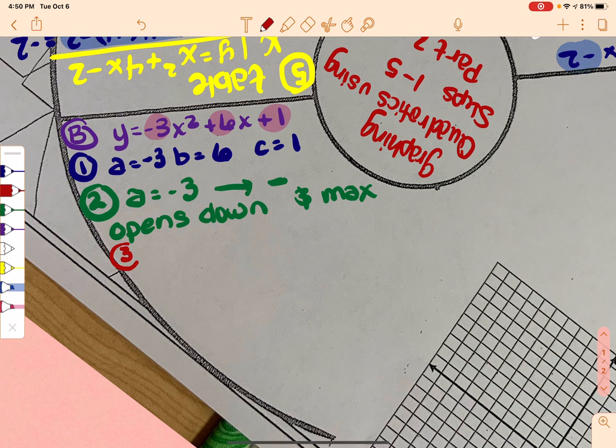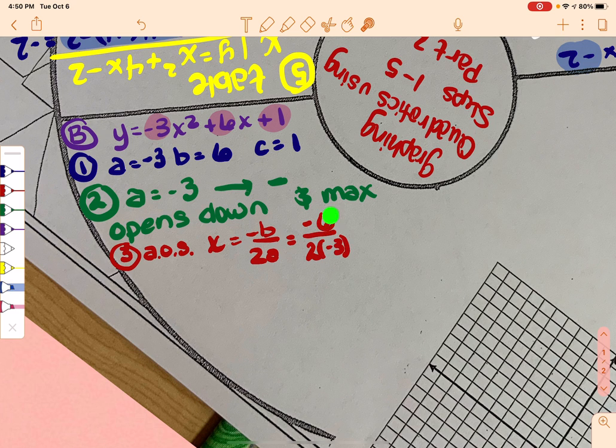Okay, for step 3, we're going to find our axis of symmetry. So I have x equals -b over 2a. So if b is 6, then negative b, or the opposite of b, would be negative 6. A is negative 3. Now, if I take that whole thing and put it into Desmos, I'm going to end up with 1. So x equals 1 is my axis of symmetry.